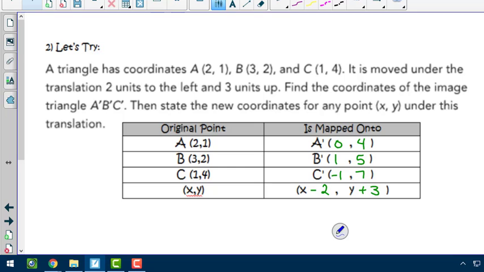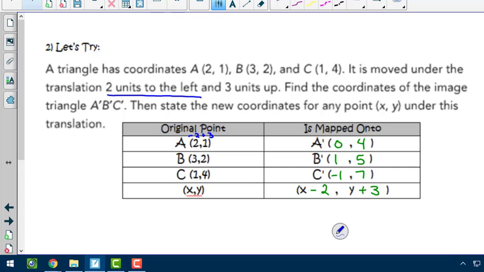Let's try this question together. A triangle has coordinates A 2, 1, B 3, 2, and C is 1, 4. It's moved under the translation 2 units to the left and 3 units up. Find the coordinates of the image of the triangle A prime, B prime, C prime, then state the new coordinates of any point. Well, you can see that I filled this in for you. When we're going to left, that's like subtracting 2, so that's why it says x minus 2 here. And 3 up is like adding 3. So each time I'm doing minus 2 and plus 3.